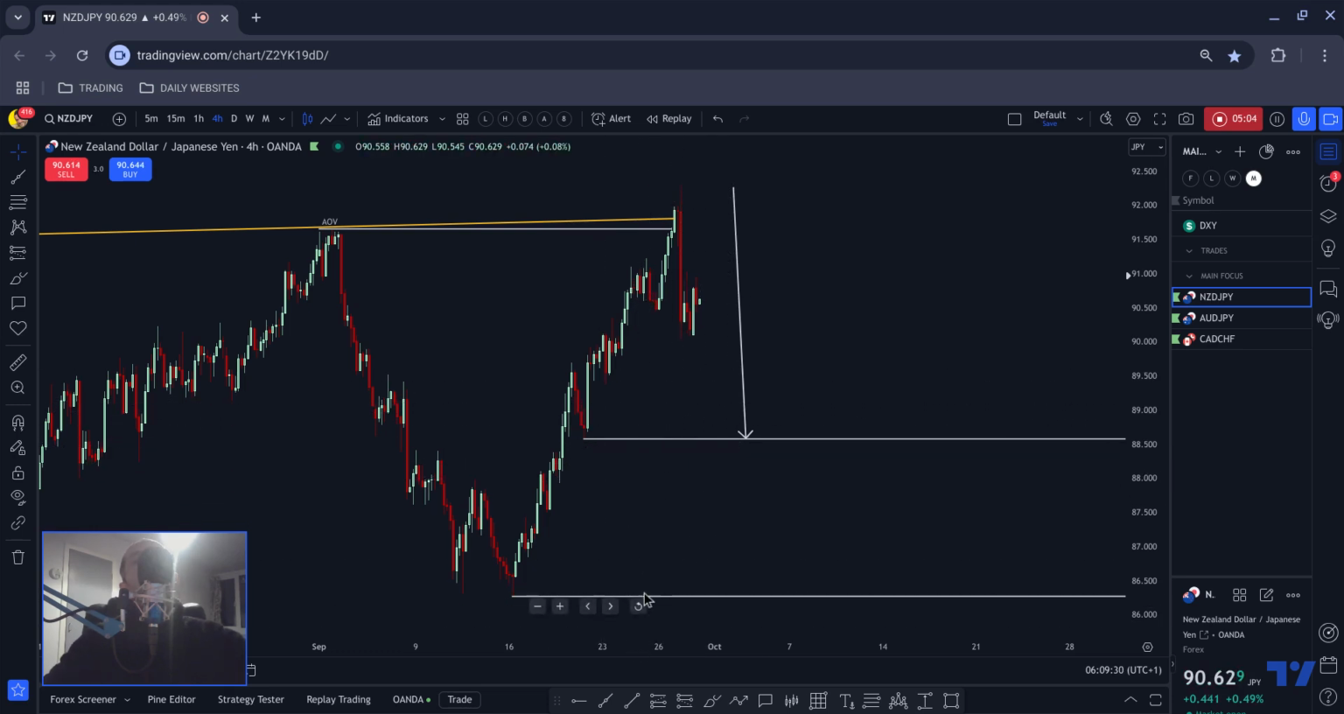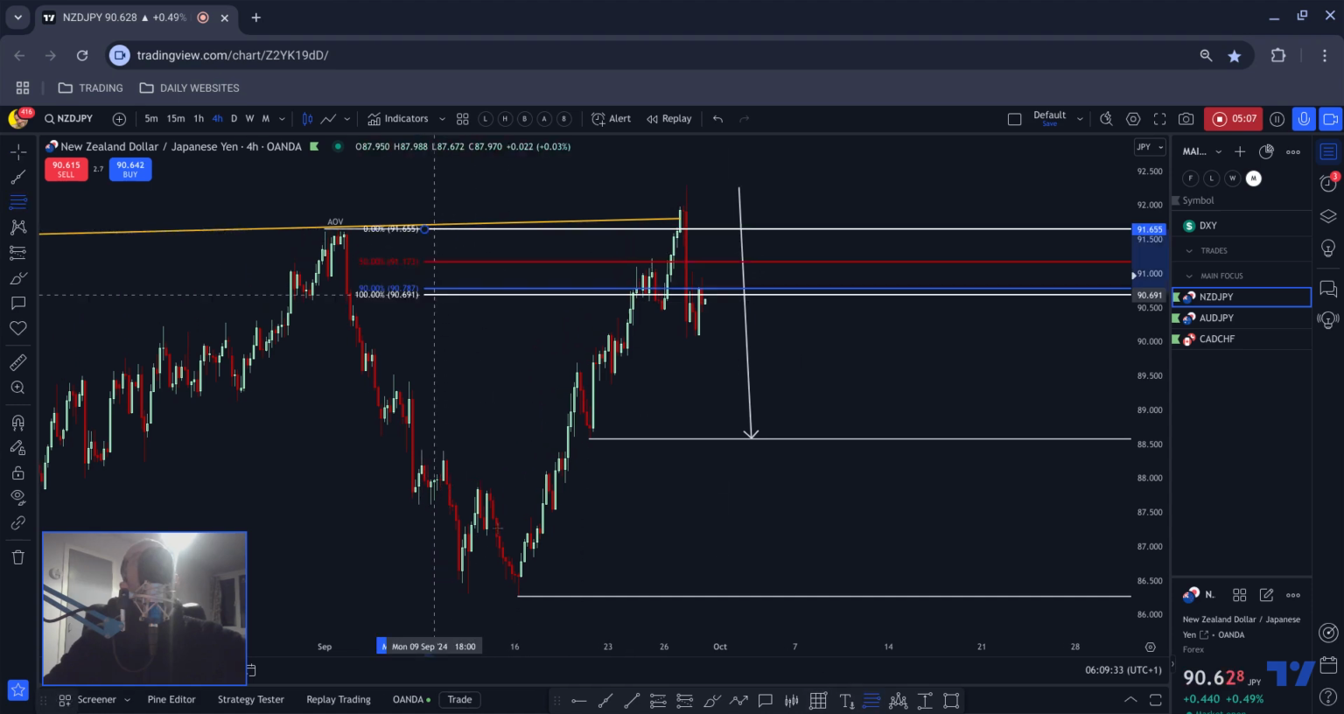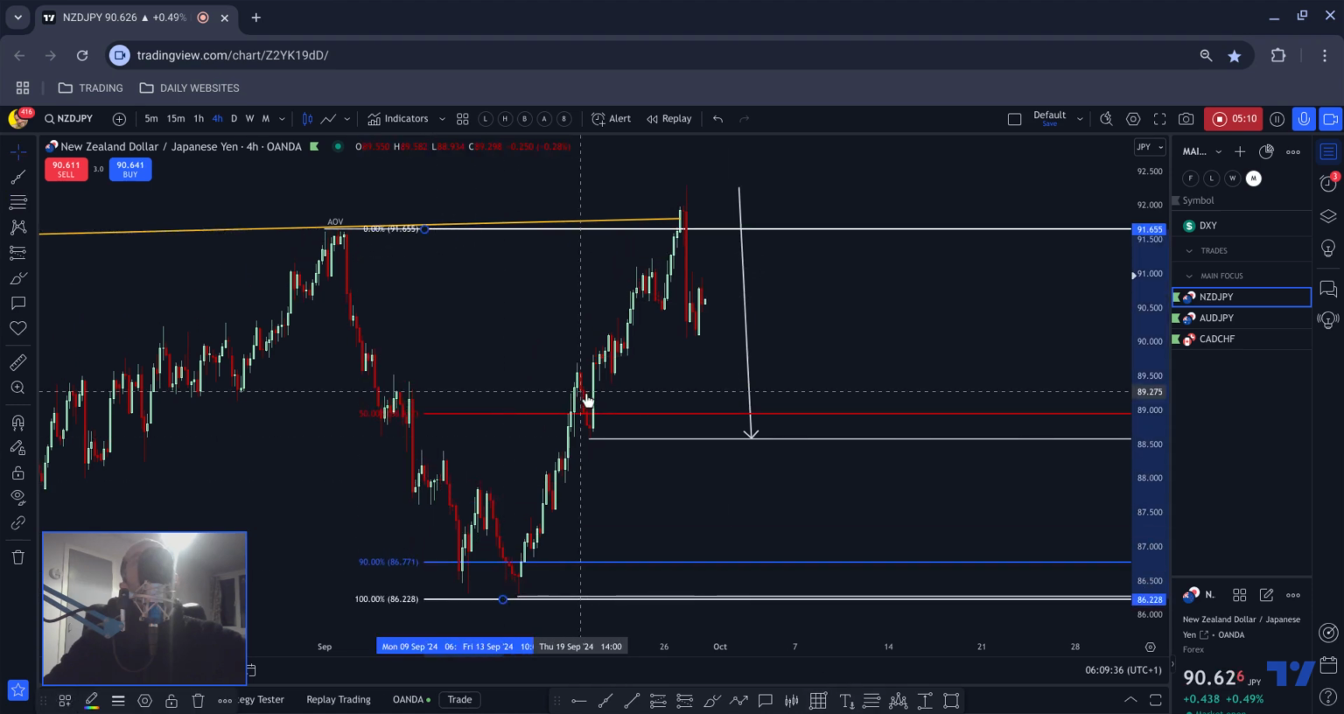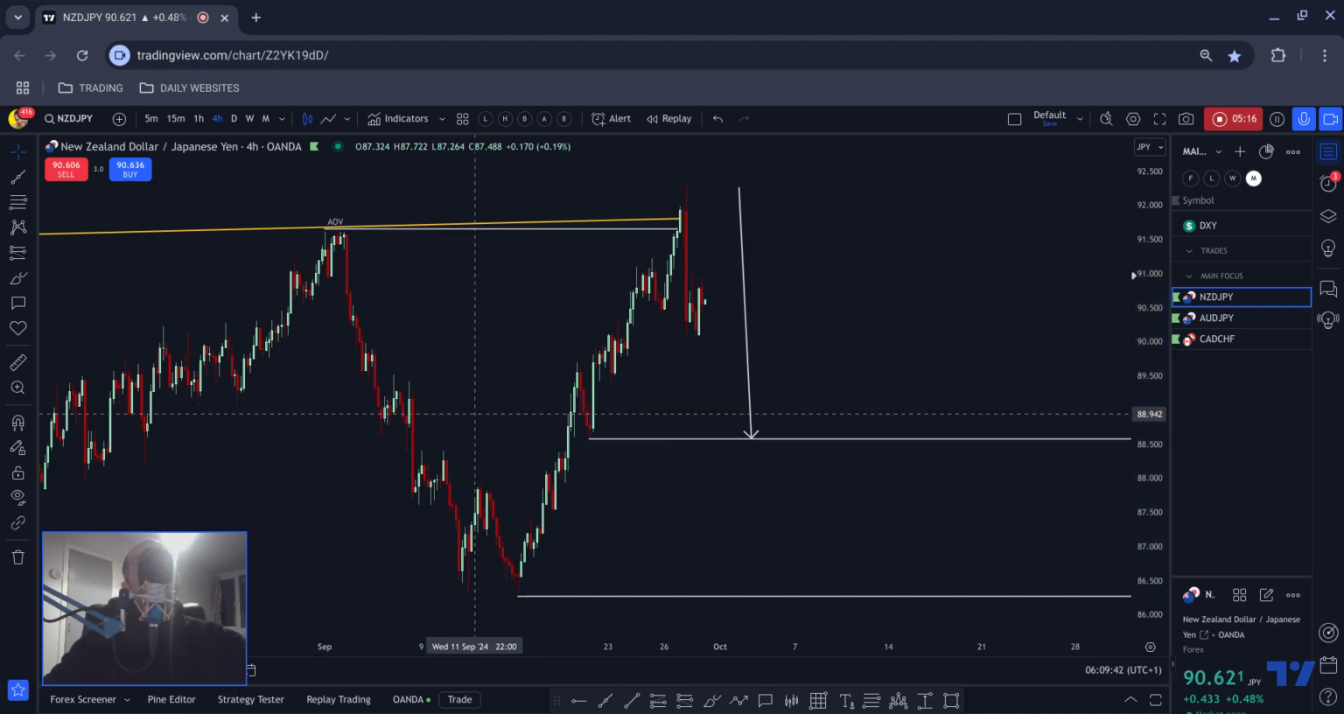The other thing that I'm factoring in is that that area would also be about 50% of the overall range, which is also where we typically tend to see larger structures. So I'm factoring in all these things.